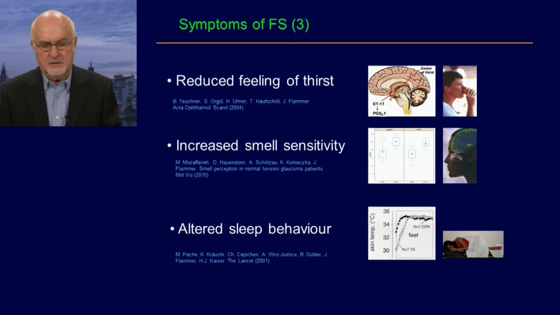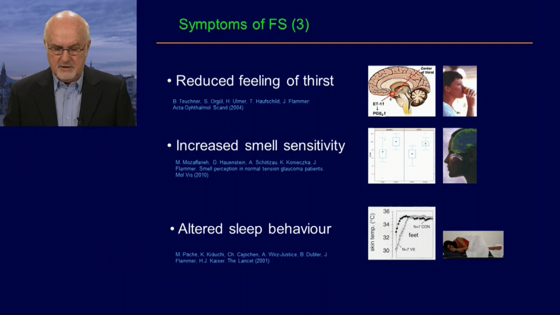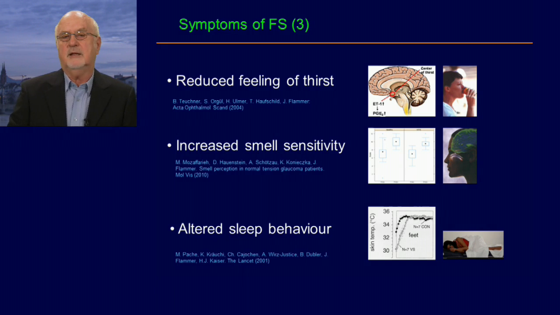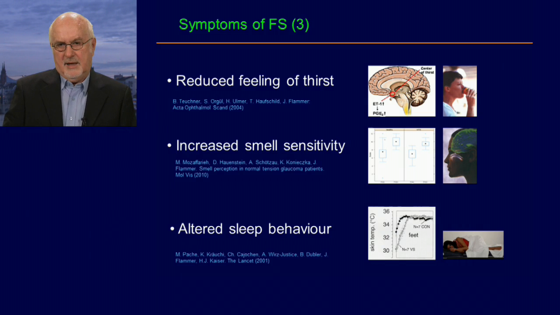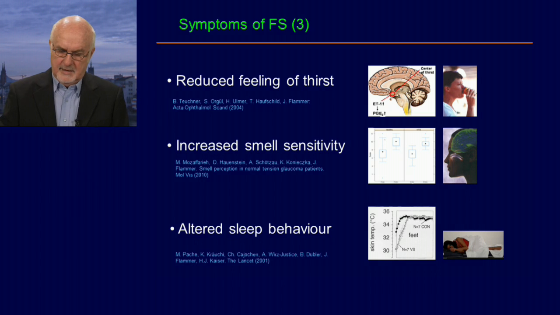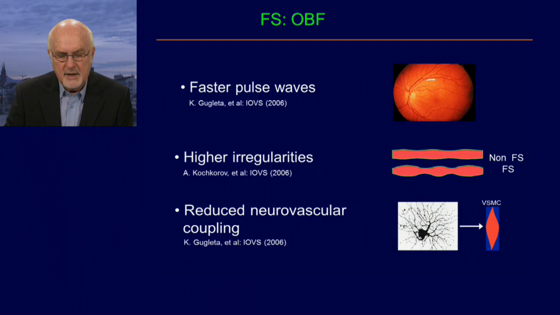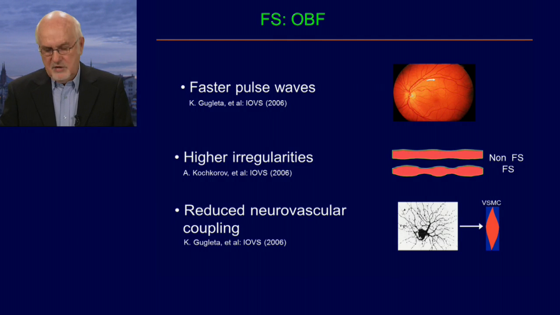They have a reduced feeling of thirst as a consequence of the activation of the ET1-PGE2 axis. They have increased smell sensitivity, altered sleep behavior, particularly a prolonged sleep onset time. The reason for that is the fact that we all can only fall asleep if our feet reach a certain temperature. As these people start with cooler feet, they need longer to warm them up, and this prolongs the sleep onset time. They do have a faster pulse wave velocity, although the vessels are anatomically normal. This is an indication that they get stiffer.